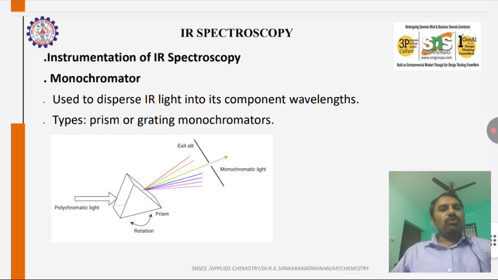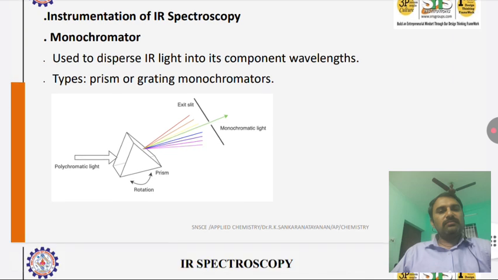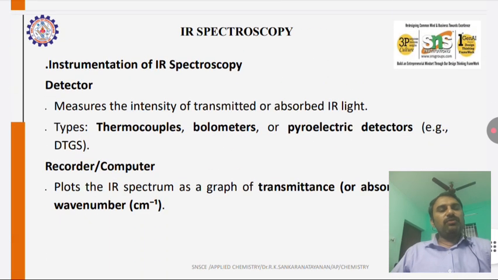Another component is the monochromator. What is meant by monochromator? Specific rays come out from the source to hit the material. That is called the monochromator. Here we are using a prism or other monochromators to get a specific wavelength, which means 400 to 4000 centimeter inverse.